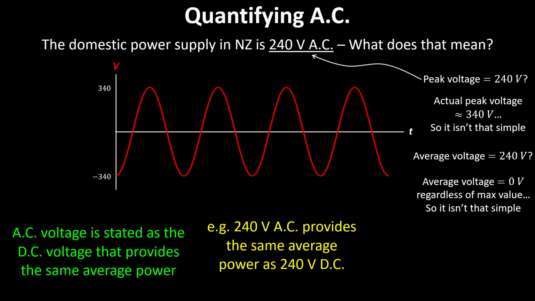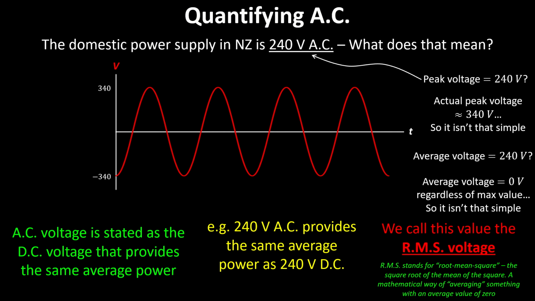That's the idea. Okay. Now, that value that provides the same power, we call the RMS voltage. RMS stands for root mean square, which means the square root of the mean of the square. It's a mathematical way of averaging something to get a meaningful measurement. It's not the average, but you can think of it a bit like that, when the average is actually zero.